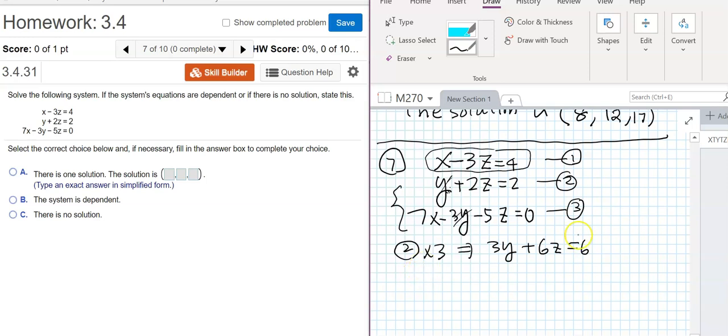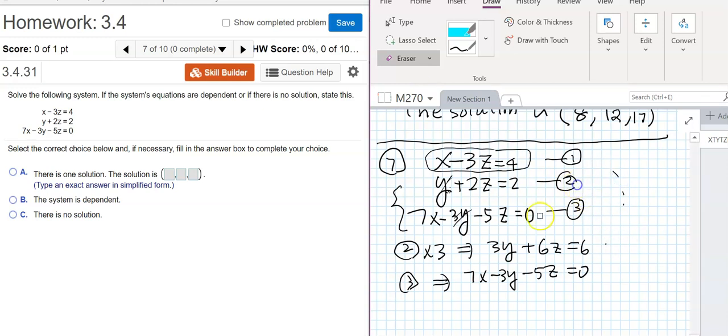Okay. So now x is waiting there. So now I can work with just 3y. I have a 7x, number 3, right down here: 7x minus 3y minus 5z equals 0. This one has to wait a little bit.